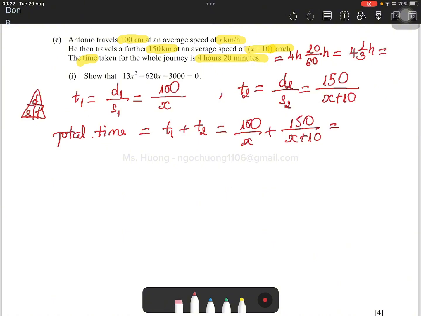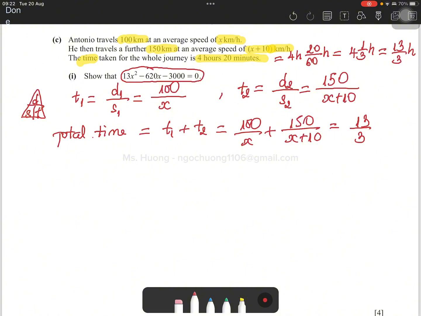4 times 3 is 12. 12 plus 1 is 13 over 3 hours. So the total time is 13 over 3 hours. And now we need to show that it is 13x squared minus 620x minus 3000 equals 0.